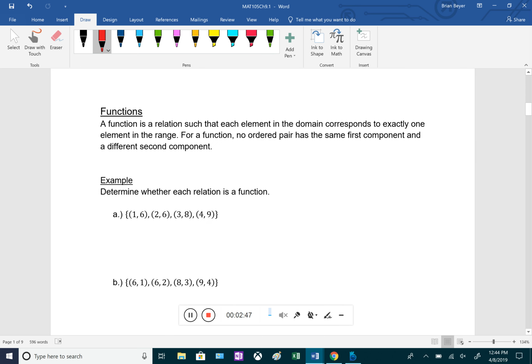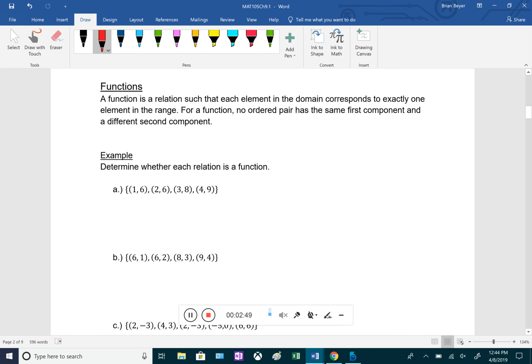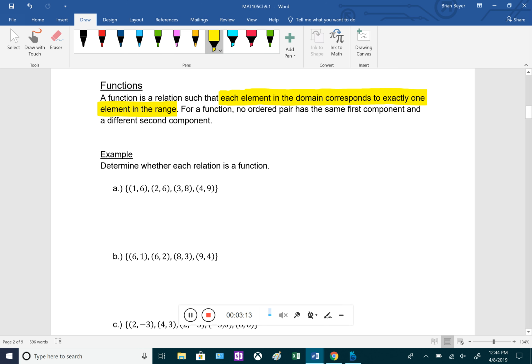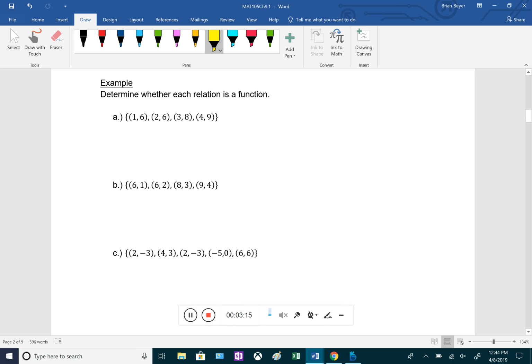Expanding on that definition of relation, we have functions. A function is a relation such that each element from the domain corresponds to only one element in the range. What that means is that no ordered pair can have the same first component with a different second component. So each x value can only go to one y value. Some examples here, let's determine whether each relation is a function.